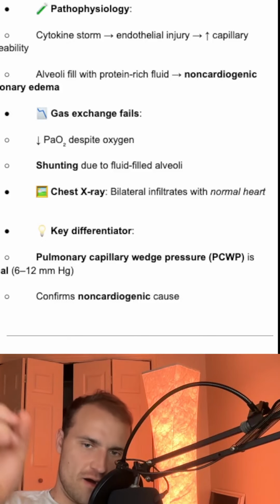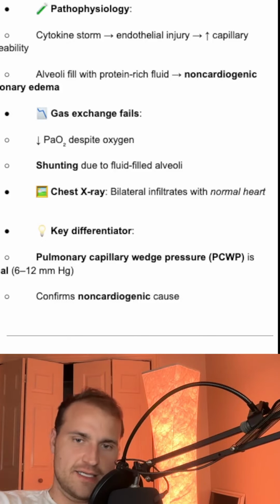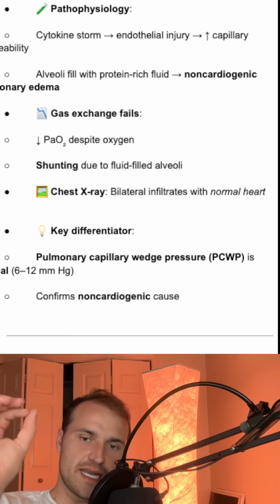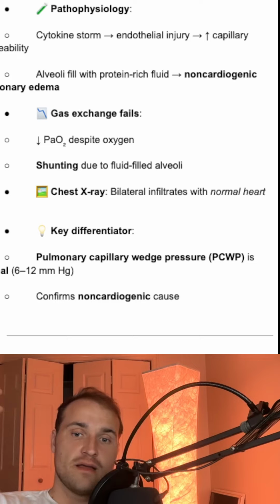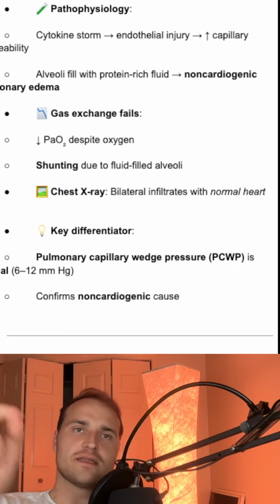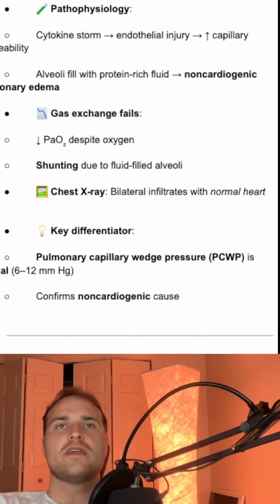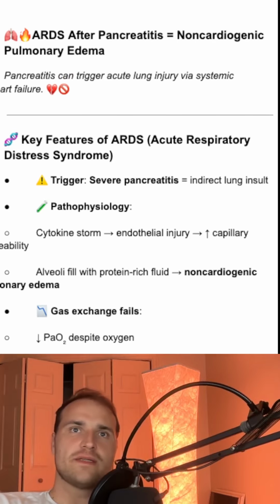Okay, very interesting. ARDS can be caused by pancreatitis. So if you have a hypoxic patient with a scary x-ray after a trauma, ask yourself, is the heart to blame or is it non-cardiogenic? And if it's non-cardiogenic, then the PCWP is going to be normal. So you can have acute respiratory distress syndrome caused by pancreatitis.